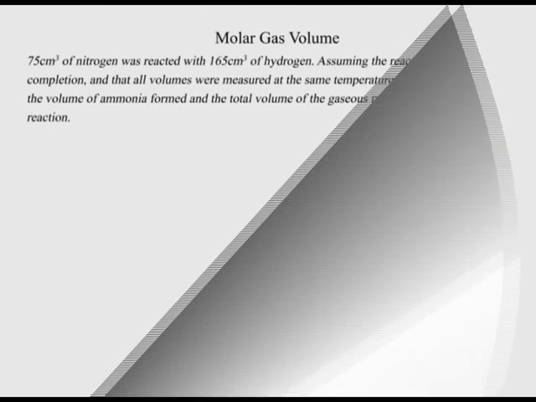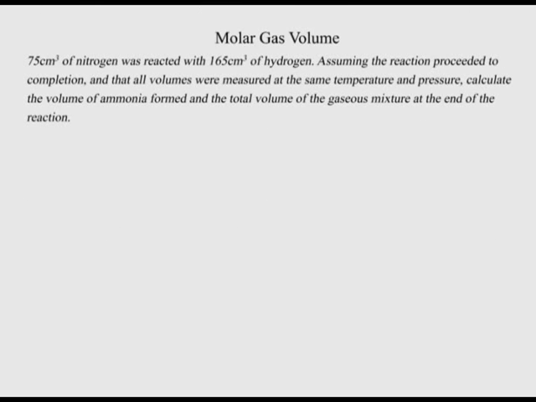Last example. 75 cubic centimeters of nitrogen gas was reacted with 165 cubic centimeters of hydrogen gas. Assuming the reaction went into completion and that all volumes were measured at the same temperature and pressure, calculate the volume of ammonia formed and the total volume of the gaseous mixture at the end of the reaction. This is a case of a limiting reagent.